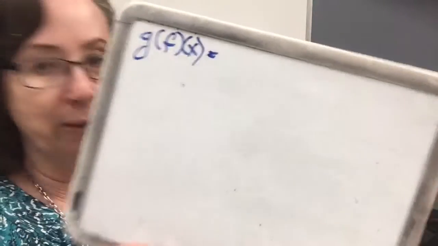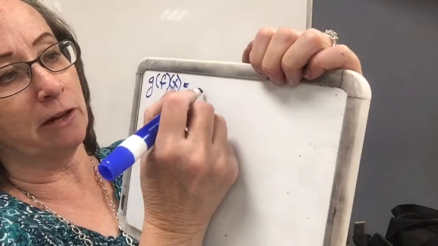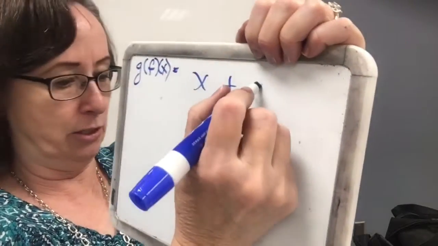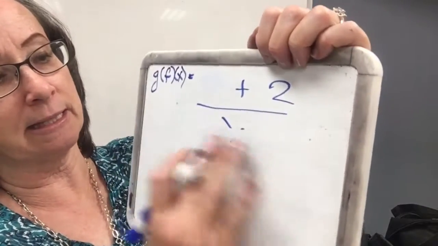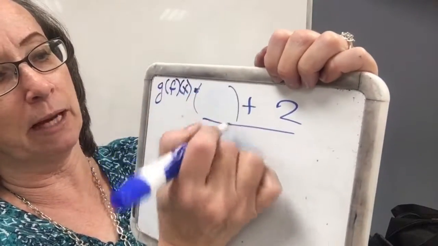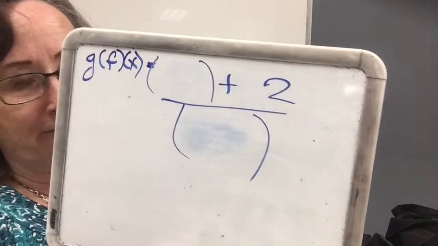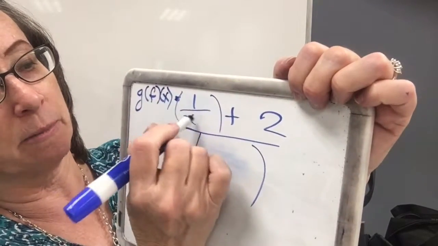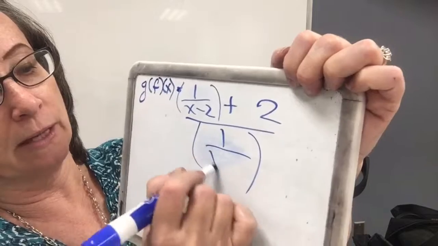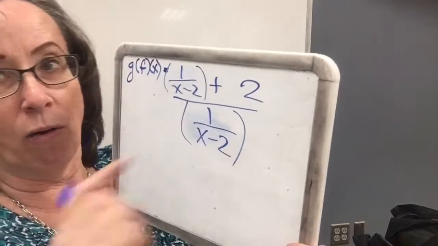So now we're doing g of f of x, and we're doing the same functions. So my g function will be the base, and my g function was x plus 2 all over x. Now I'm going to take out the x, and put in my little parentheses there, and then I'm going to plug in my f function, which is 1 over x minus 2. So 1 over x minus 2, 1 over x minus 2. Now I'm dividing by a whole fraction there.